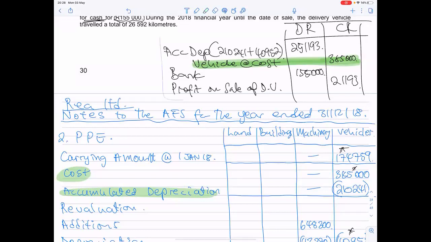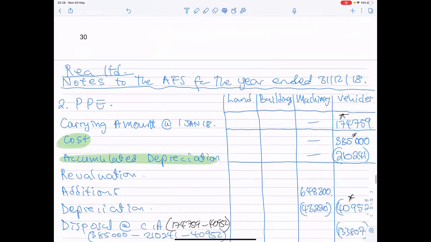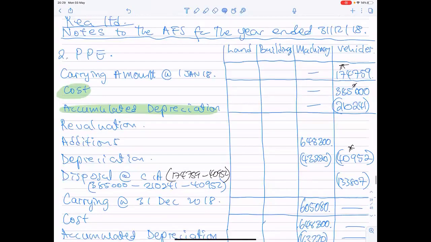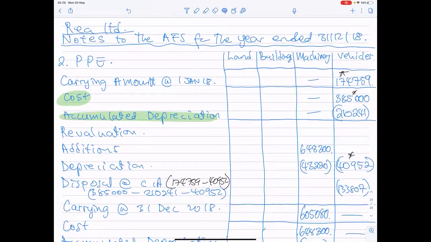All right. Right. So we are done with our vehicles, the journal entry. Now we are left with the land and the buildings.